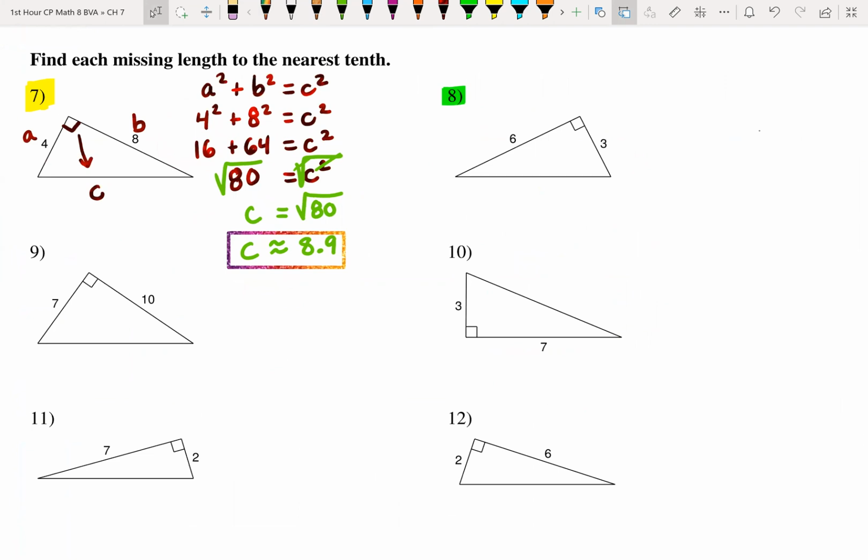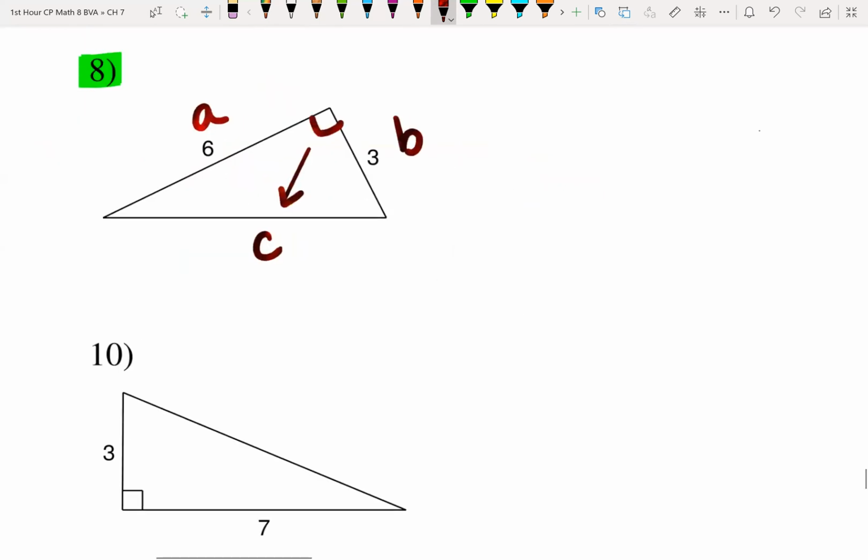In number 8, the very first thing we want to do in all these is find that right angle, and the opposite of that is the letter C. So that's got to be the hypotenuse side, making this A and B. So here we go. Let's zoom in on number 8.